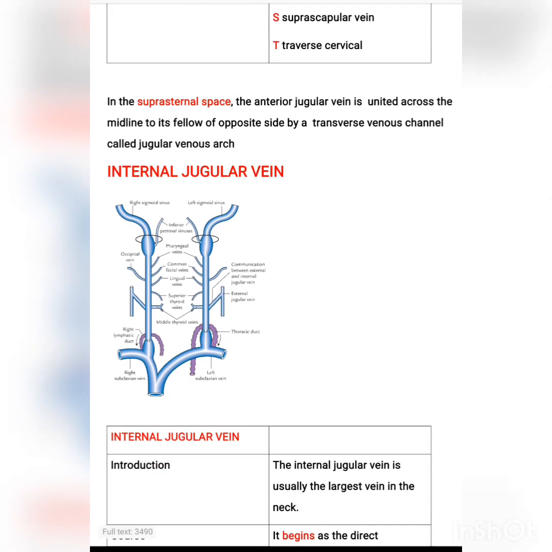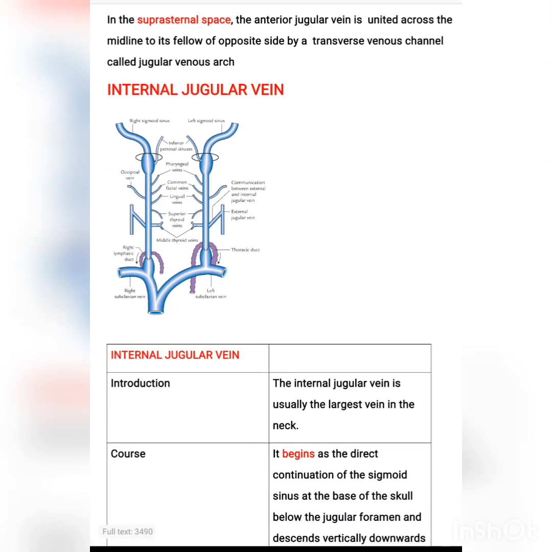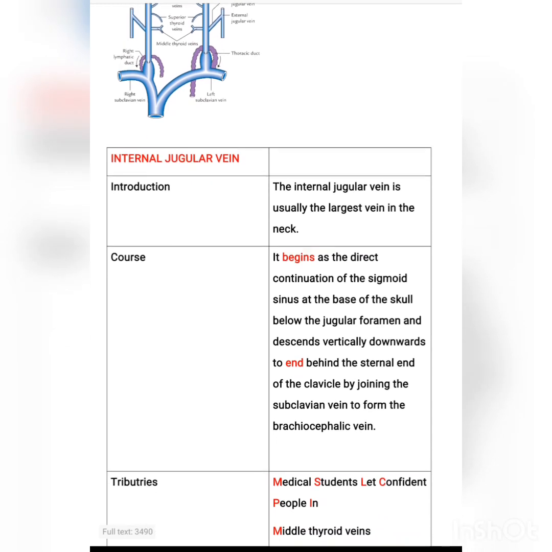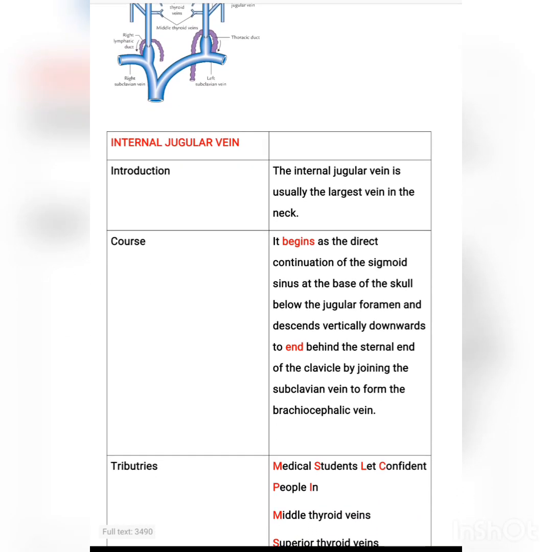Moving on to the internal jugular vein as a second vein that drains the head. If you can remember very well, the major blood vessels that drain the head are the subclavian vein, internal jugular vein, external jugular vein, and anterior jugular vein. These are the major blood vessels that drain the head, and we're looking at the internal jugular vein. The internal jugular vein is usually the largest vein in the neck.